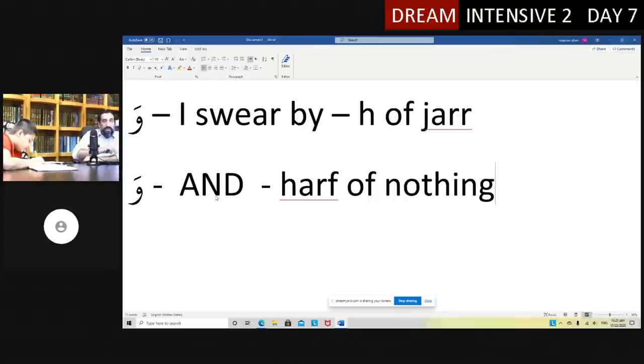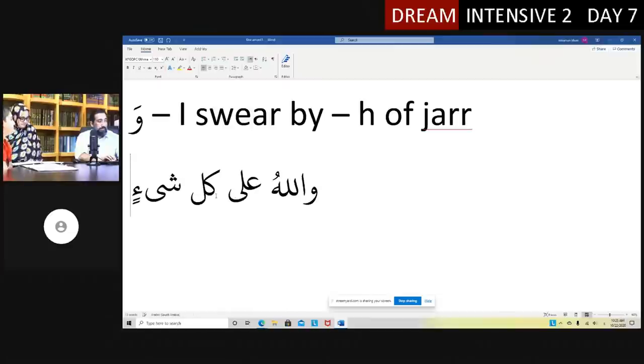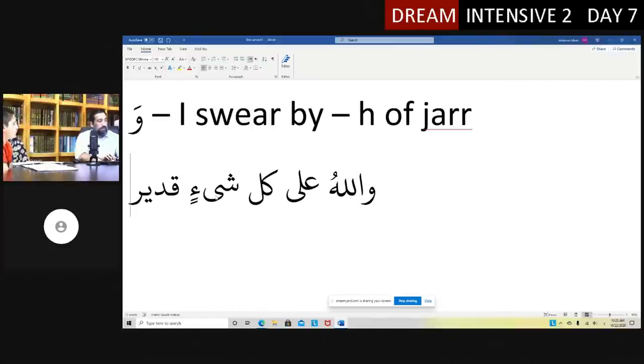And I want you to understand the difference between these two. When you're reading Quran and you read Wallahu ala kulli shay'in qadir, this is in the Quran. You see a wa in the beginning? If some student says this wa is a harf of jar, ustad, if it's a harf of jar, what should happen to the word Allah? Jar. But it's not. Which means I cannot translate this one as I swear by. This must be the other wa, which is what? And Allah. So on and so forth.